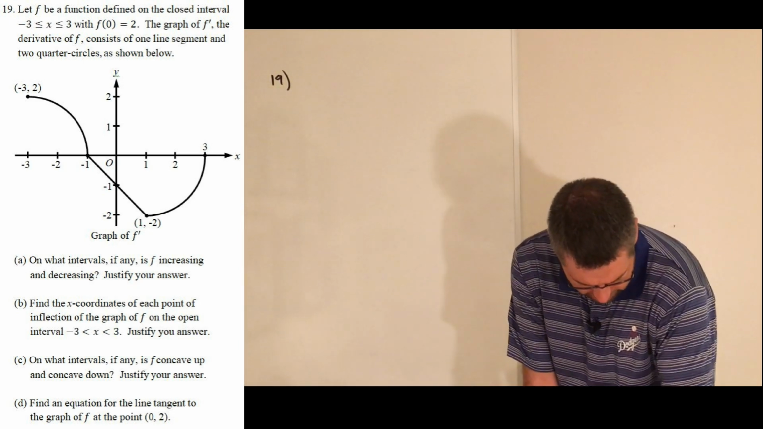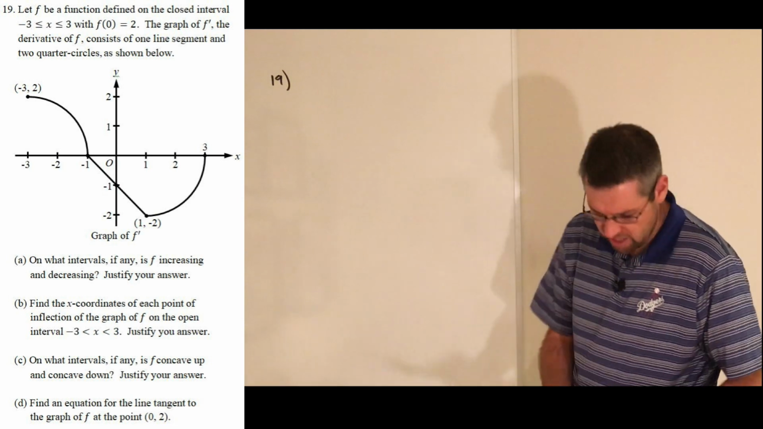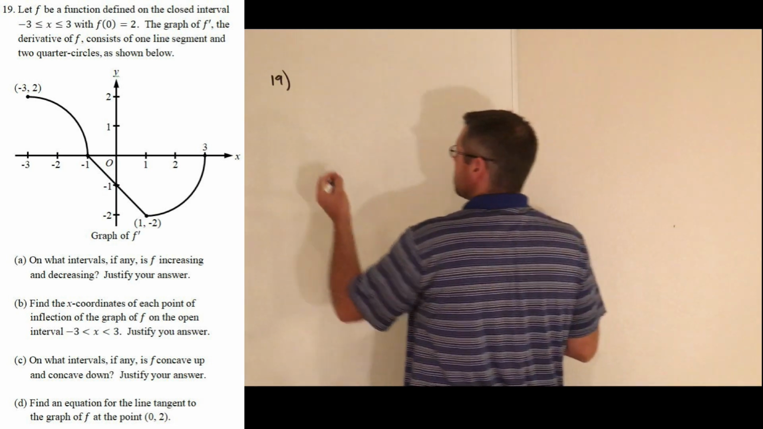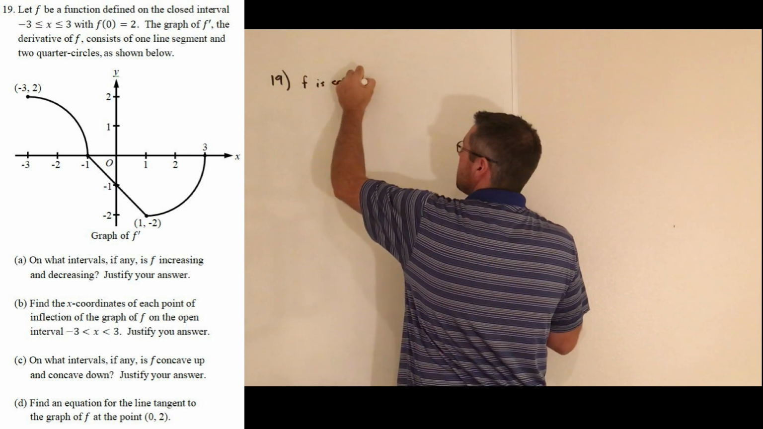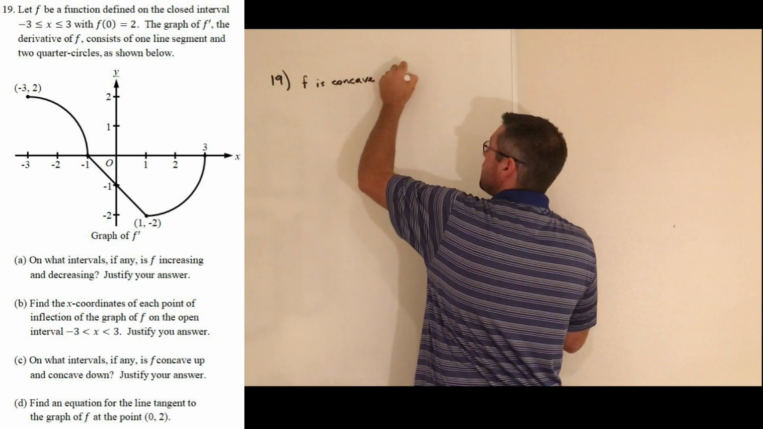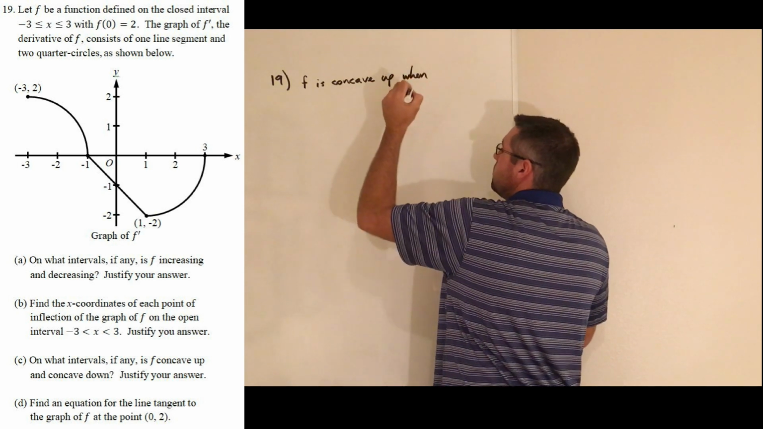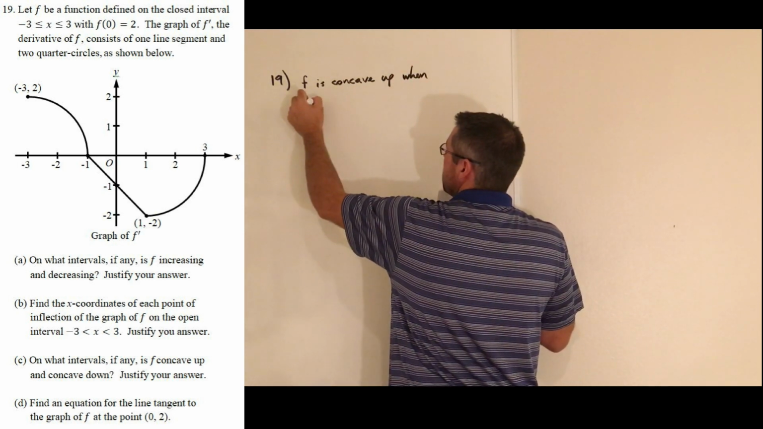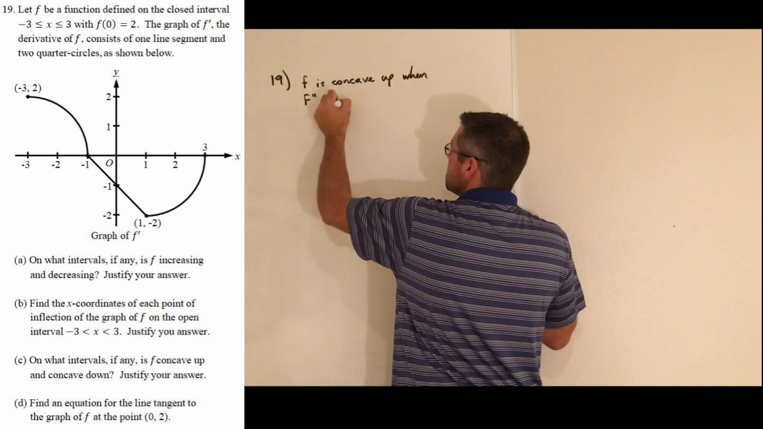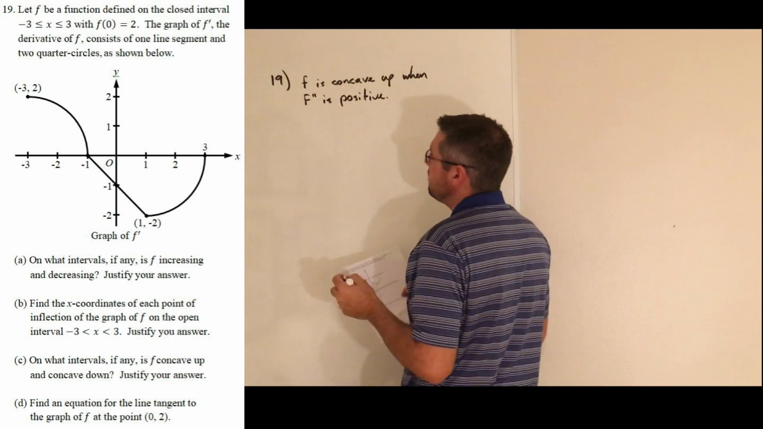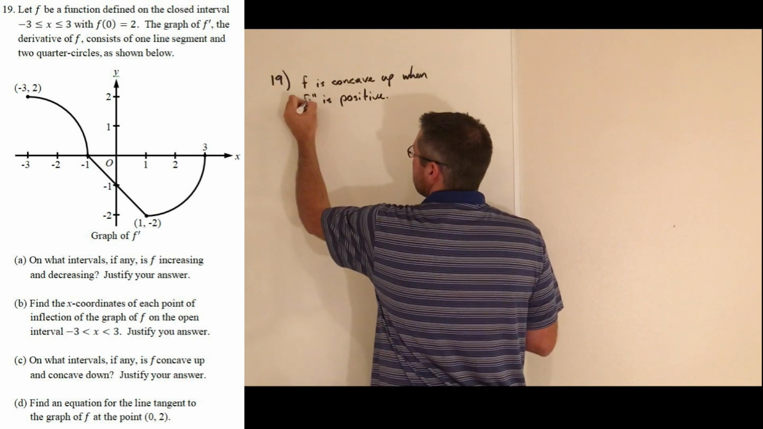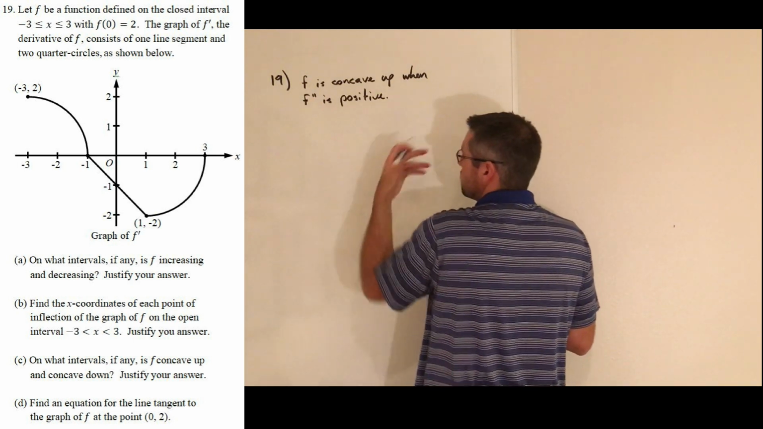Part C is asking for the intervals for which f is concave up and concave down. So let's go ahead and justify that. F is concave up when, well, the simple answer is when f double prime is positive, but we're not looking at f double prime, we're looking at f prime. So we have to interpret it in terms of f prime.